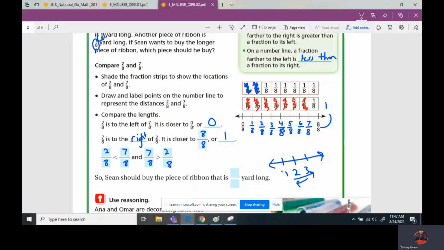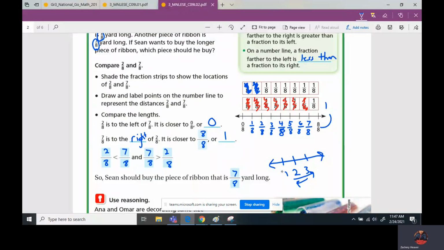So, which piece of ribbon should he buy? The one that is 7/8 yard long. I know this is a lot of numbers and it can be a little confusing, but understand if the denominator is the same, we know 2 is less than 7 and 7 is greater than 2.